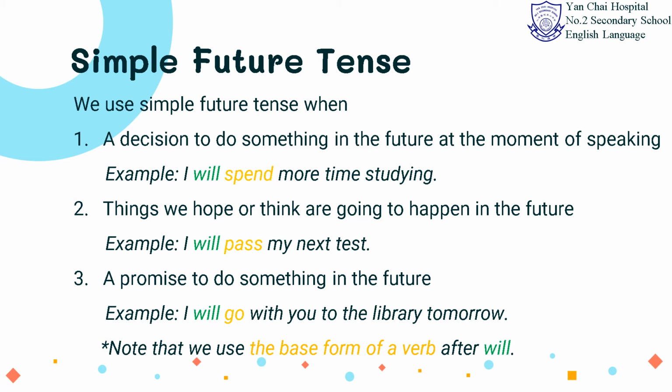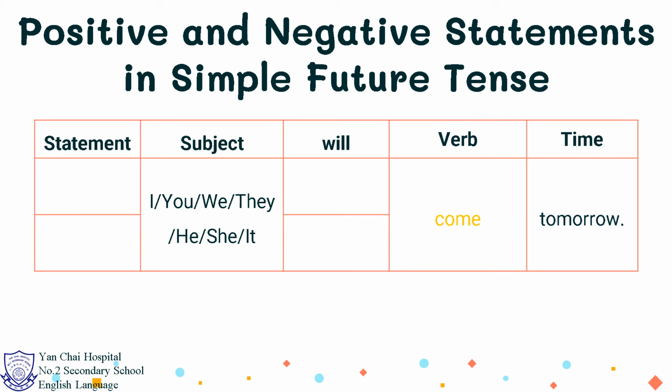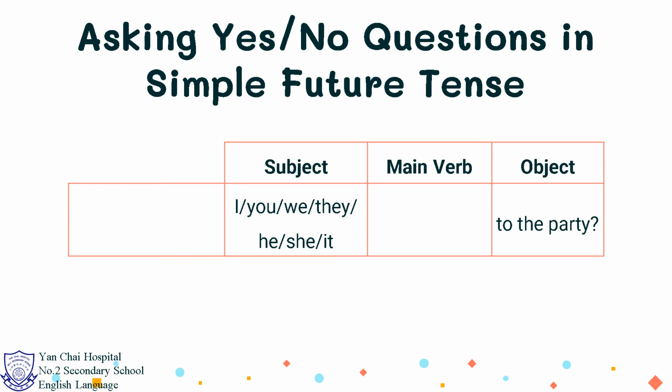Note that we use the base form of a verb after will. Positive and negative statements in simple future tense. For positive statement, I, you, we, they, he, she, it will come tomorrow. For negative statement, I, you, we, they, he, she, it will not come tomorrow. Asking yes/no questions in simple future tense. Will I, you, we, they, he, she, it go to the party?